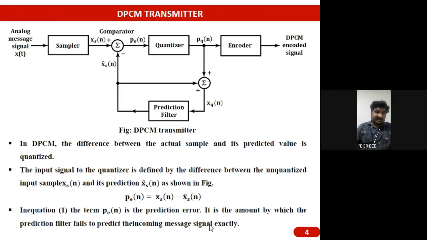Hence, the quantization will be done in such a way that it will only quantize the difference between the sample value and the estimated sample value from the previous samples. For that, in the feedback of the quantizer, we use a filter called a prediction filter, which is used to predict the current sample value with the help of previous quantized values.